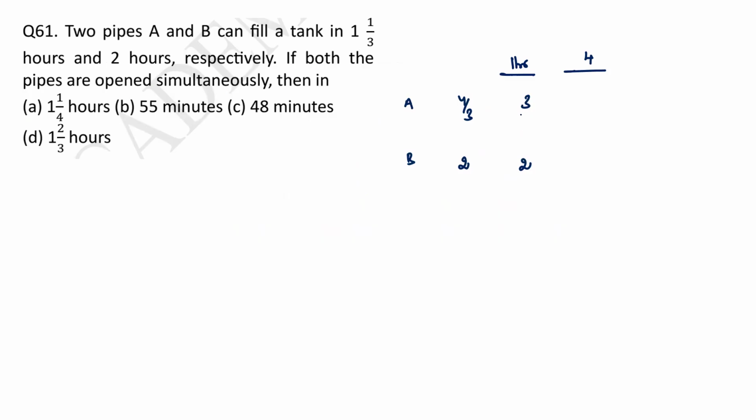Okay, so all you can do is both the pipes. They'll do 5 units in an hour, but you need to do only 4 units. So 4 by 5th of an hour. So you write it like this: 5t is equal to 4, which means t is equal to 4 by 5. Convert into minutes. So it just takes 48 minutes.